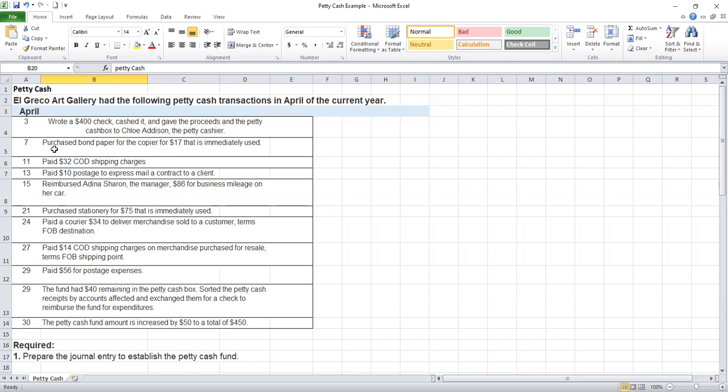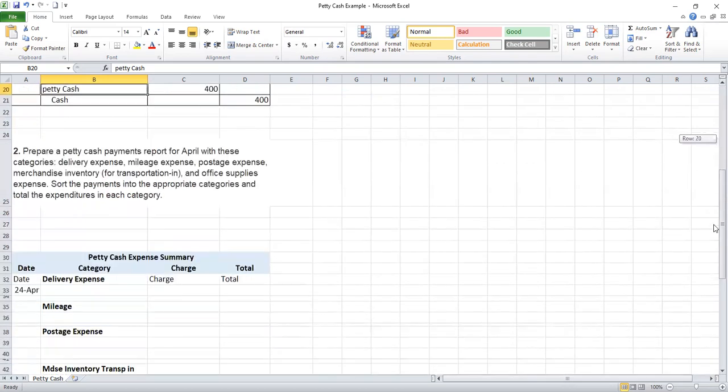So we look at it right here. Purchase bond paper for the copier for $17. That is immediately used. Okay, so it's immediately used. Bond paper, it's paper. Normally that's a supply, but since it's immediately used, it's not going to go to supplies. It's just going to automatically be expensed.